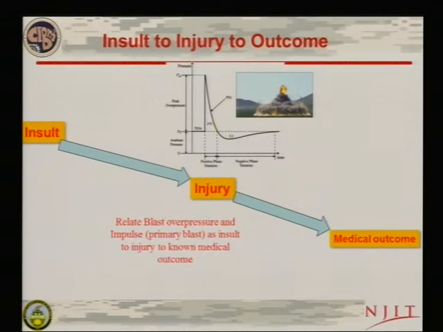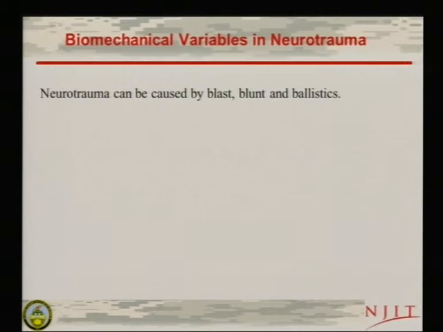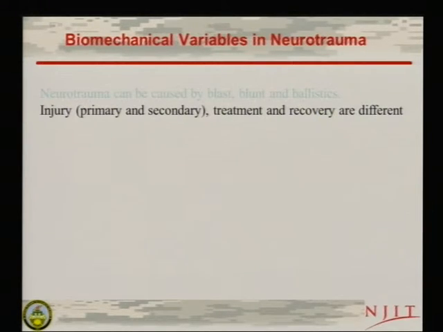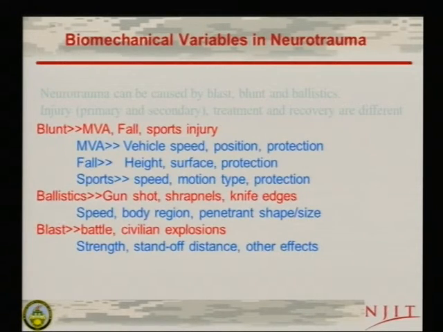When we're trying to treat something, we also need to look at what the effects of them are. For example, in this specific case, of course, I'll talk more about blast, but in general, neurotrauma can be caused, as I just said, by blast or blunt. The injury can be primary, in the sense that it causes. For example, let's take the blunt. The blunt impact is caused by motor vehicle accidents, falls, or sports. These are the three types.